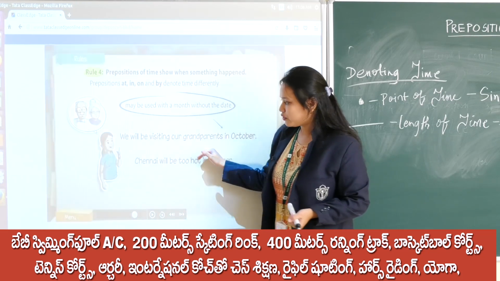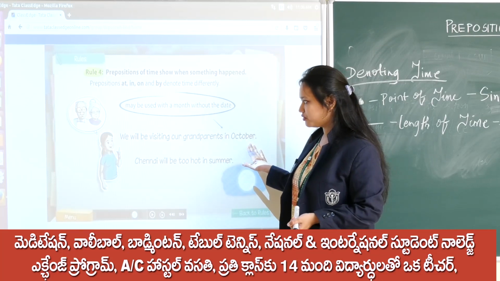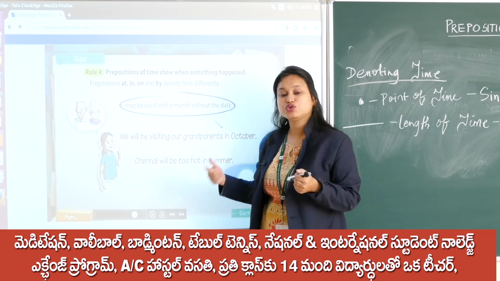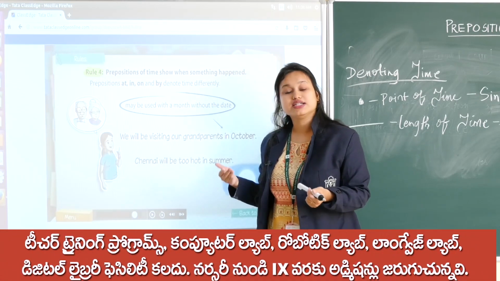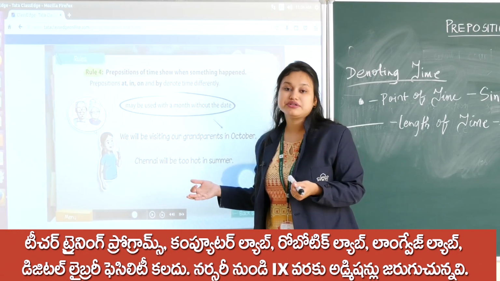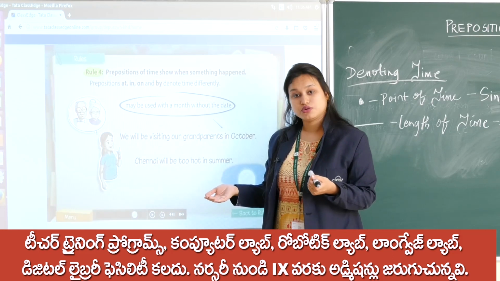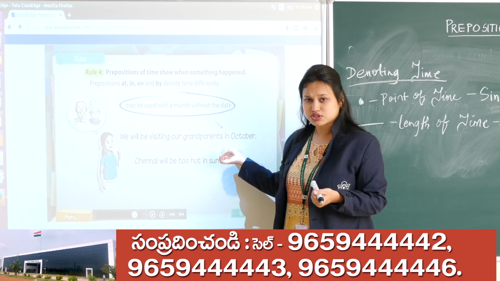Okay, now we will be visiting our grandparents in October, okay? So in October, in July, I told you, can be used with months or years. India got independence in the year 1947, right? So with year, with month, I can use the preposition in, okay?